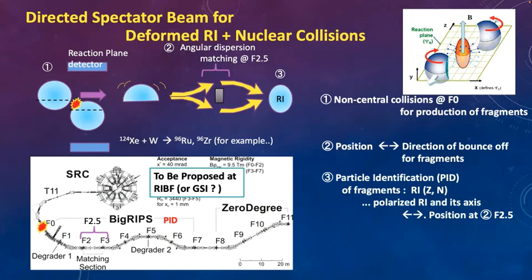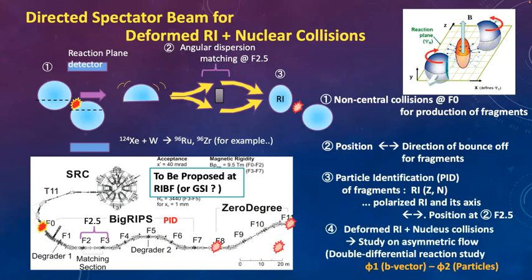And third, we transport this beam to each experimental port, like SAMURAI or 0 degree, or there are many ports, and we can try to perform a double differential study or whatever, which can be correlated with the position here. So this is the summary.